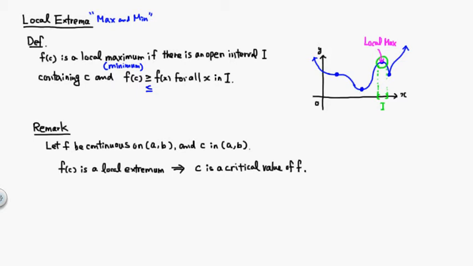So for example, if you look at this local region here, and again interval I, say this one here, then you can see that this is the lowest point within that interval. So that's why this guy is called a local minimum. Right, and we can find another local minimum here. This guy, locally it's the smallest, so this is also a local minimum.